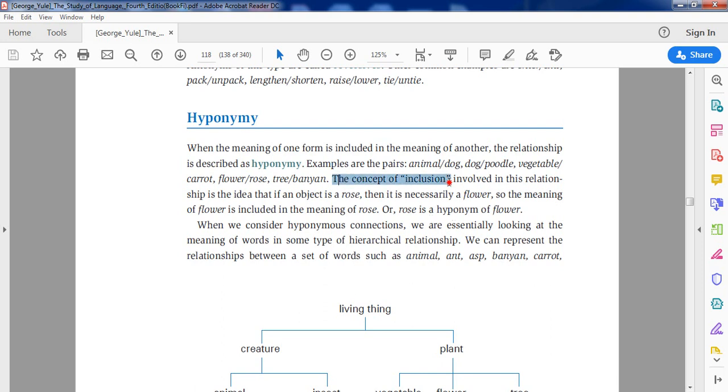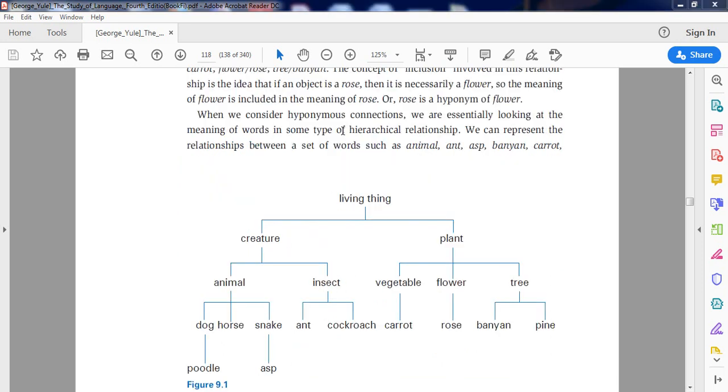The main idea here is inclusion, that the meaning of one word is included in the meaning of another. So we have here the concept of inclusion. To understand the lexical relation of hyponymy, we can have a look at this figure.